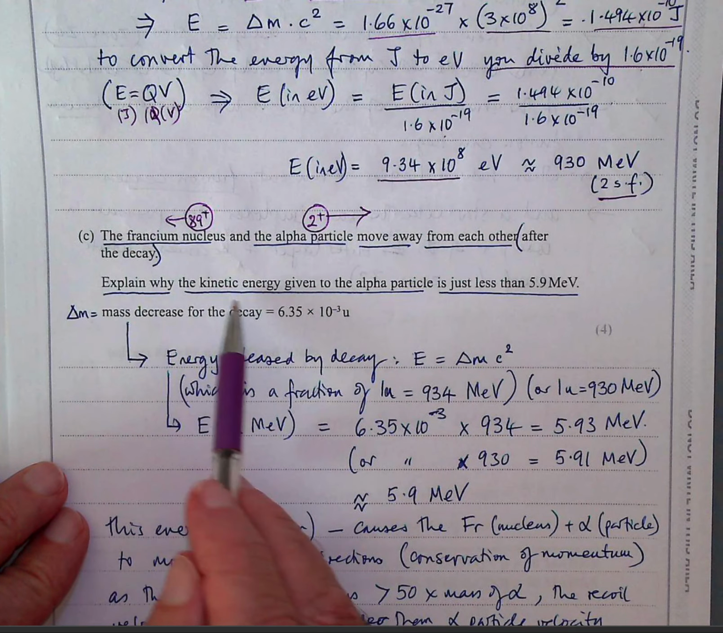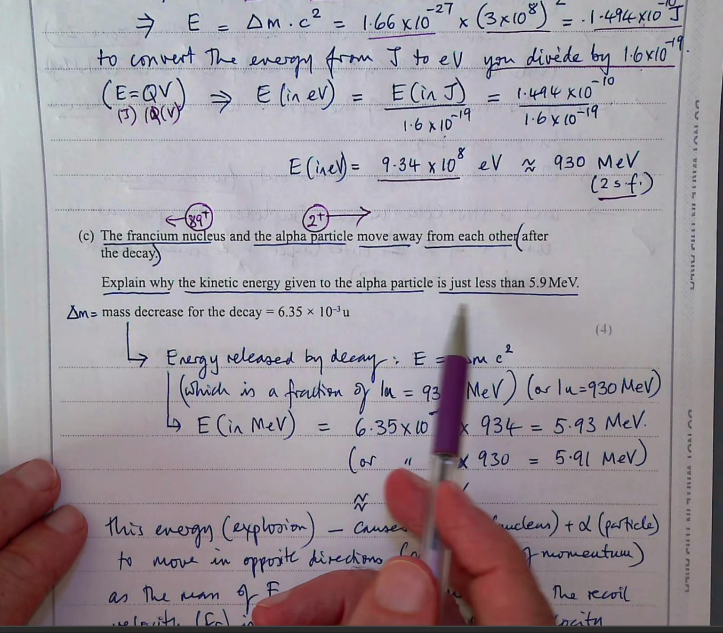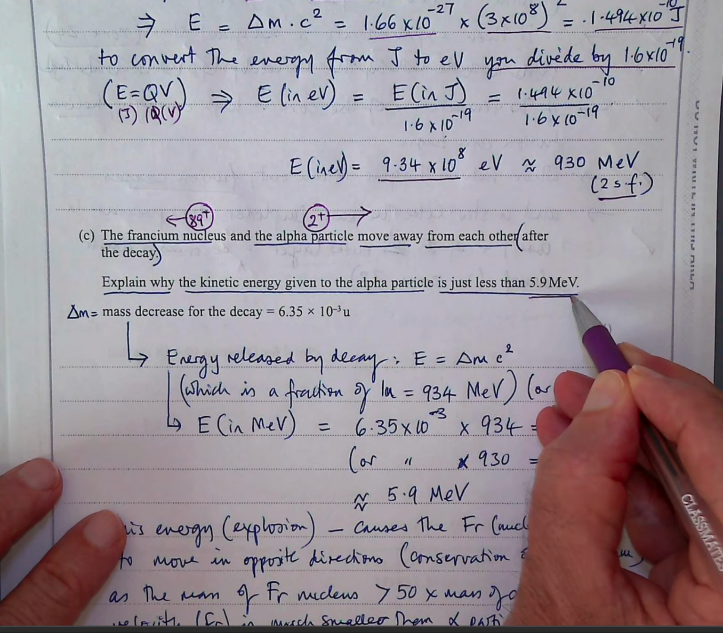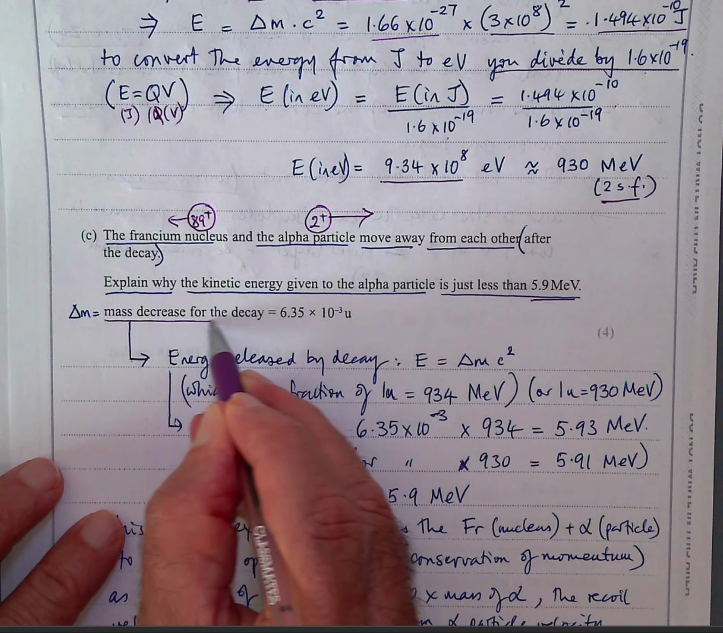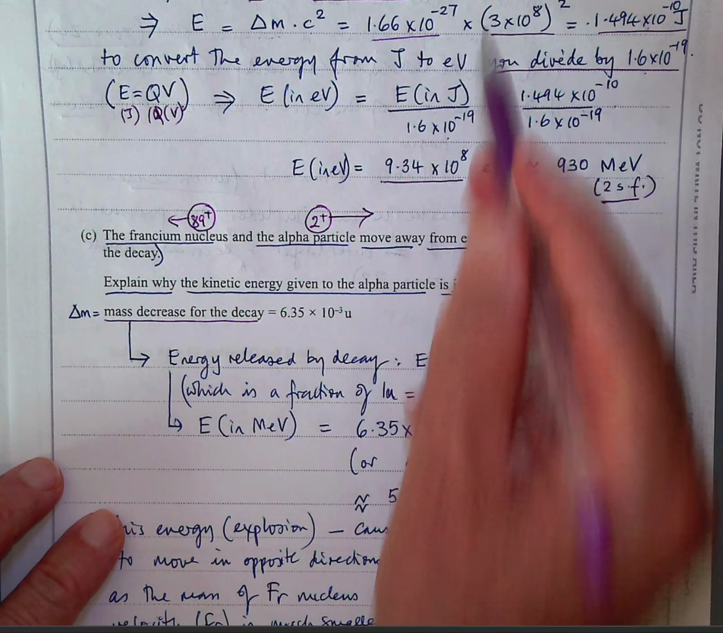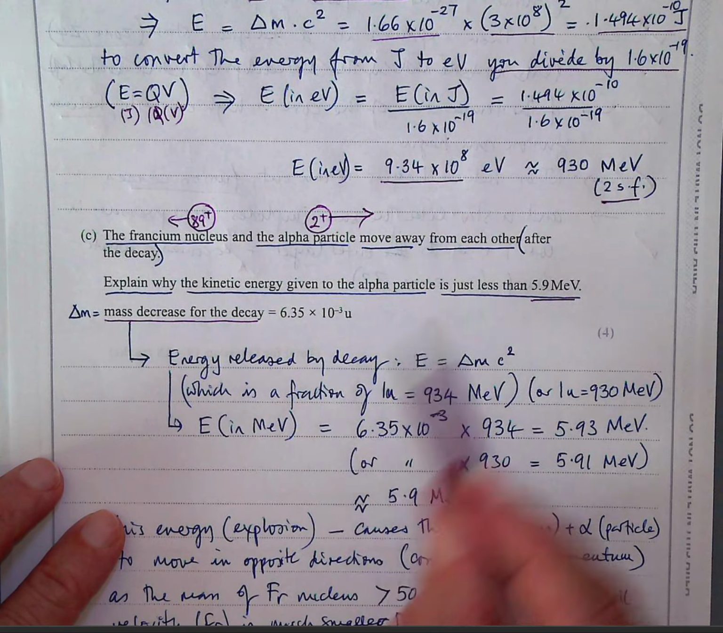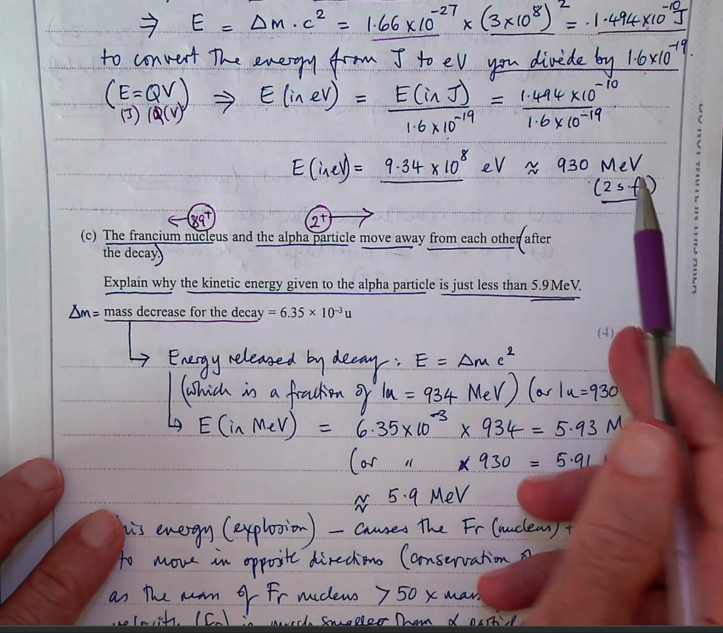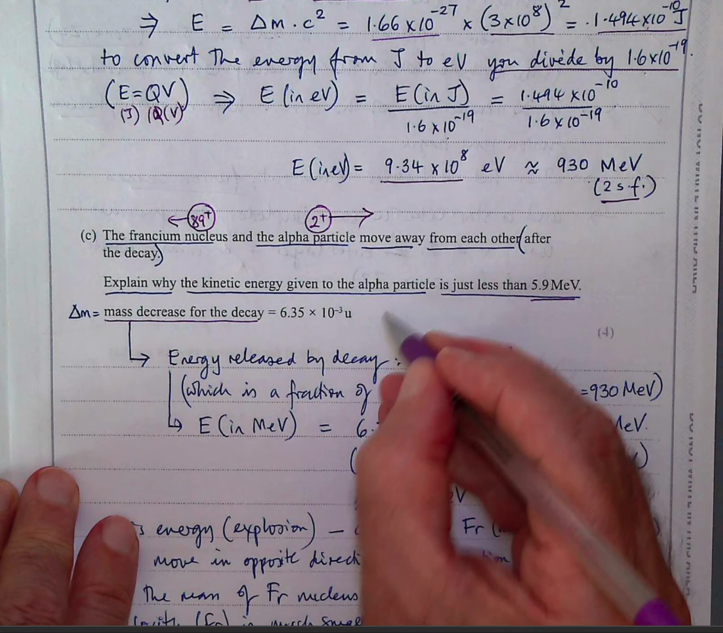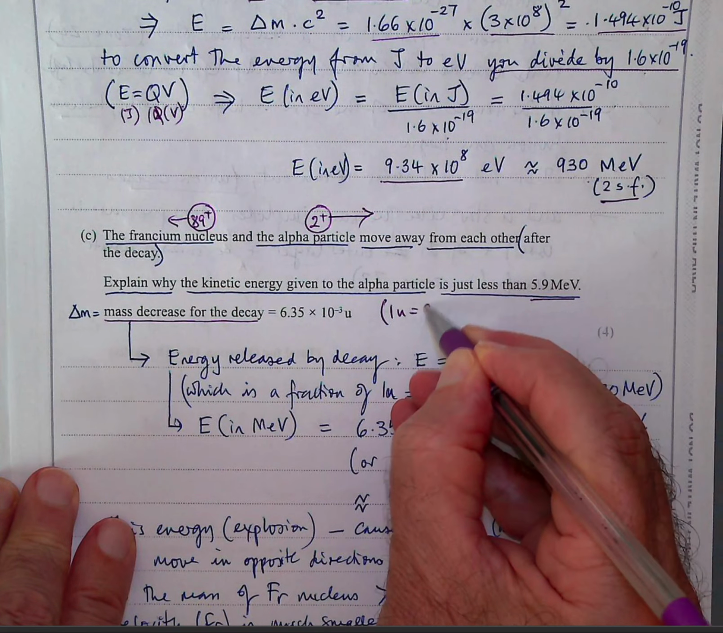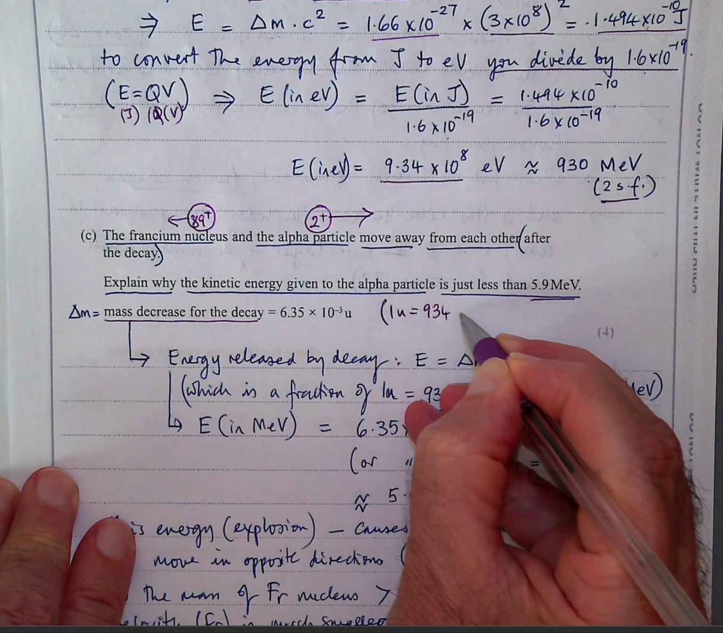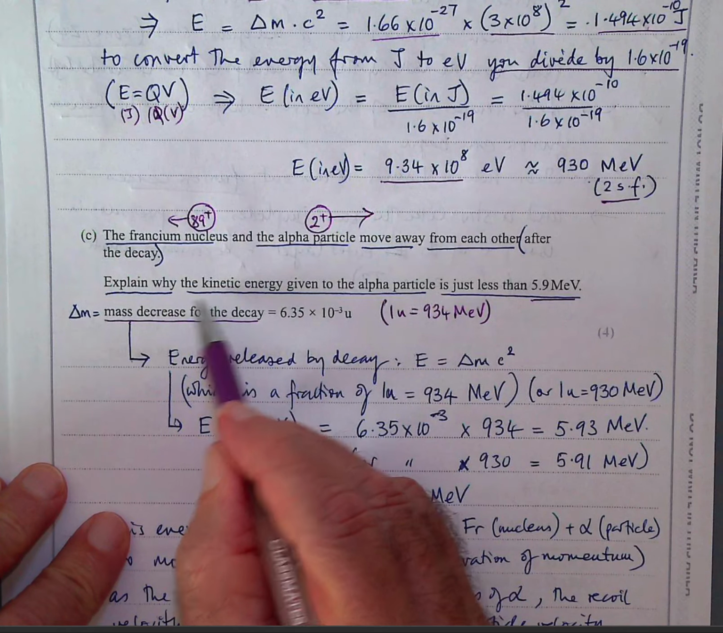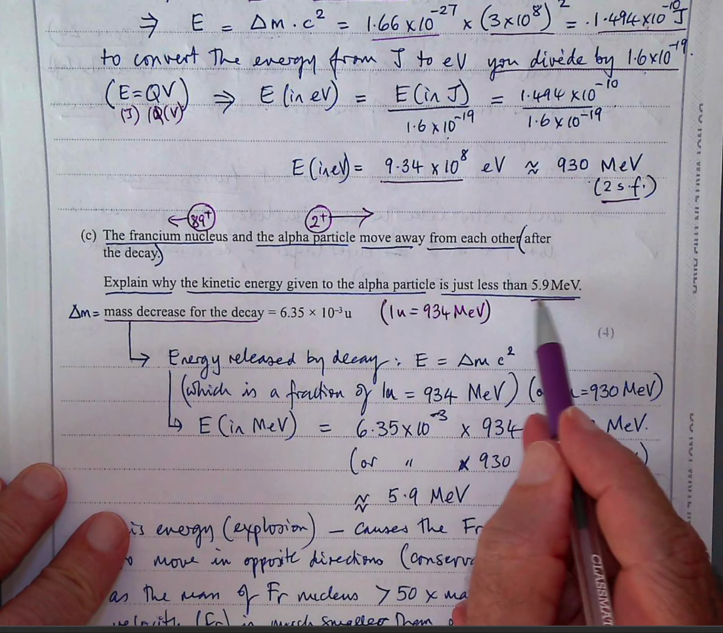Explain why the kinetic energy given to the alpha particle is just less than this, 5.9 megaelectron volts. Now, the mass decrease for the decay wasn't 1 unit. That was just something that we were doing to prove that 1 unit is approximately 930 megaelectron volts. So remember, 1 unit is what we calculated as 934 megaelectron volts. They're saying the kinetic energy given to the alpha particle is less than 5.9.